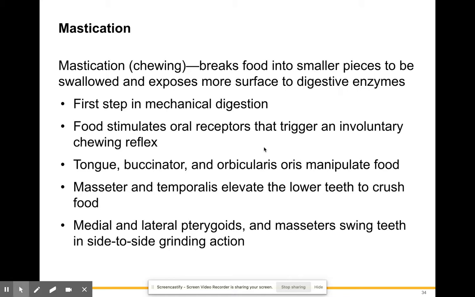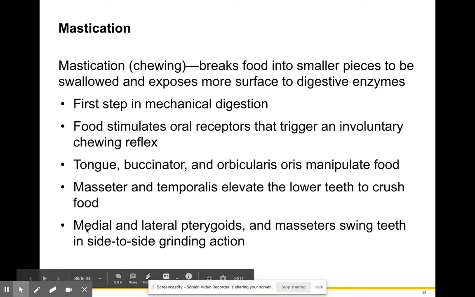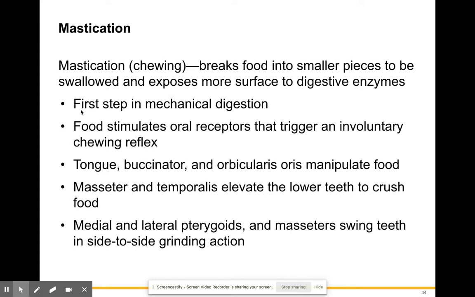Chewing, okay, the actual act of chewing is called mastication. It's the breaking up of food particles into smaller pieces that can be swallowed and exposed to different enzymes. The first step of mastication is to mechanically digest, to actually chew the food into smaller pieces. That food will stimulate receptors that trigger an involuntary chewing reflex. So you will chew the same amount of times every time you chew something. You don't know you do it. You're unaware of it. You think that you might chew things differently depending on what they are, but you actually don't. You're a creature of habit, just like any other species. And you tend to make patterns and have rhythms, and you will chew things the same way over and over and over again, no matter what, because that's just how your brain is working.